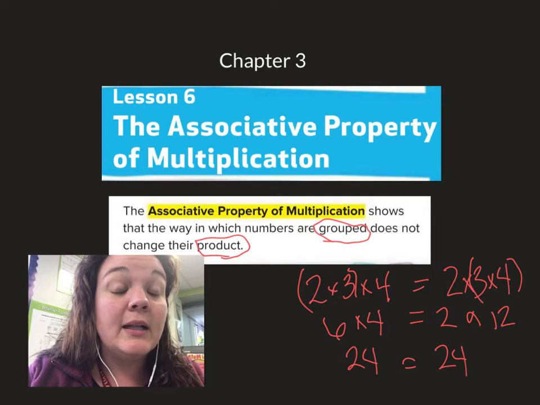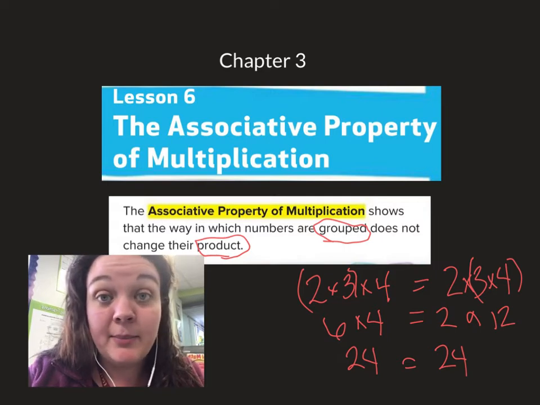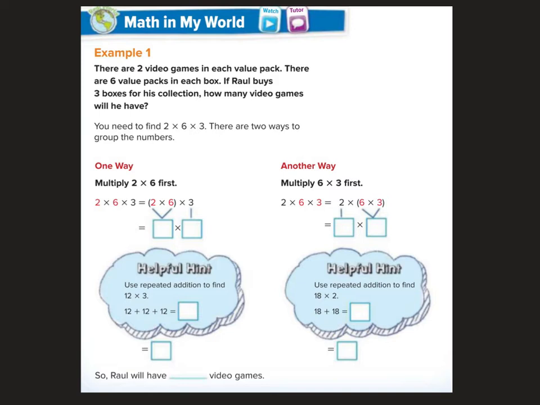So here we're going to practice the associative property of multiplication. Let's get started. Example 1. There are 2 video games in each value pack. Okay, 2 video games for a value pack. There are 6 value packs in each box. If Raul buys 3 boxes for his collection, how many video games will he have?